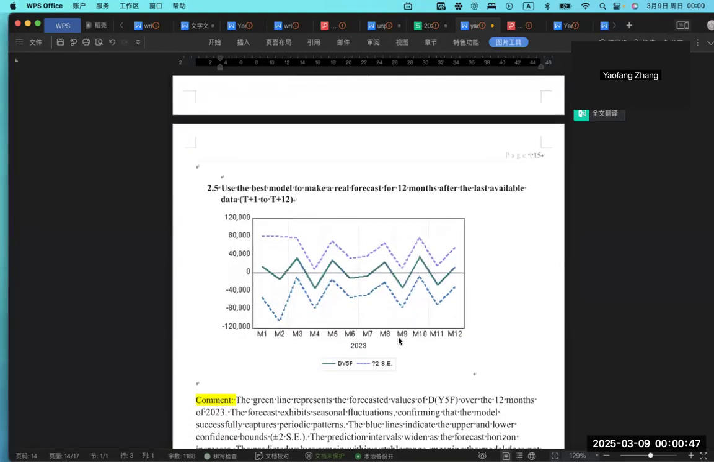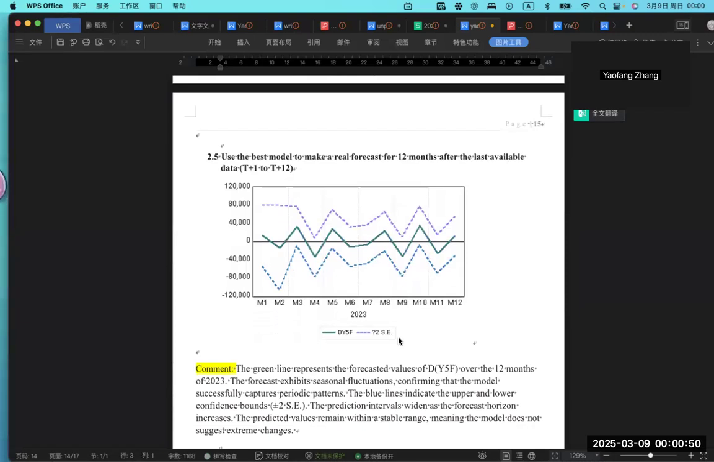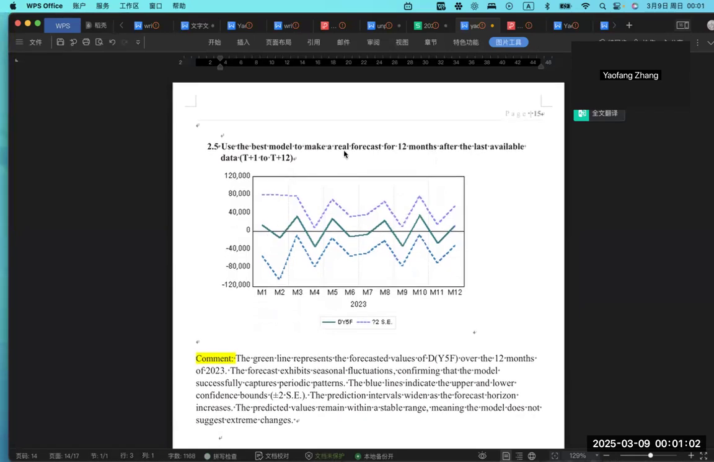So we use this best SARIMA model to forecast 12 months ahead, from January 2023 to December 2023. Here is the output. The green line in the forecast graph presents predicted values. The blue line indicates the confidence intervals. The forecast significantly captures the seasonality, with product values oscillating in patterns similar to historical fluctuations.